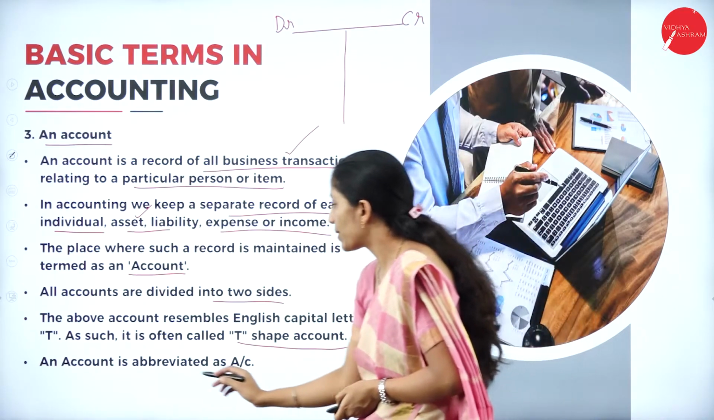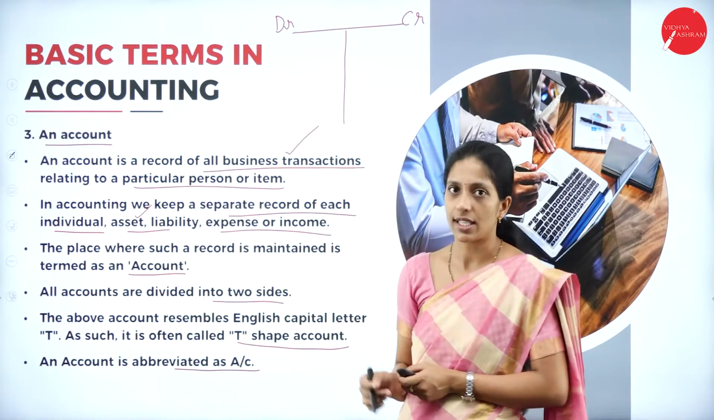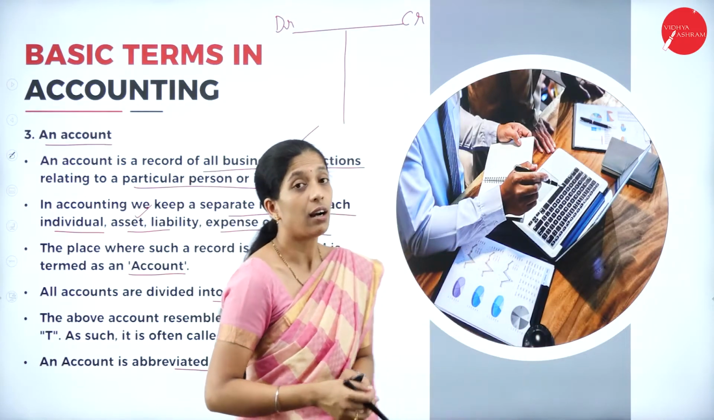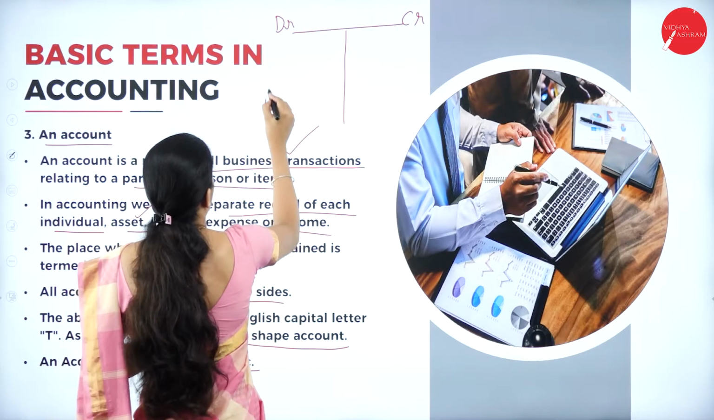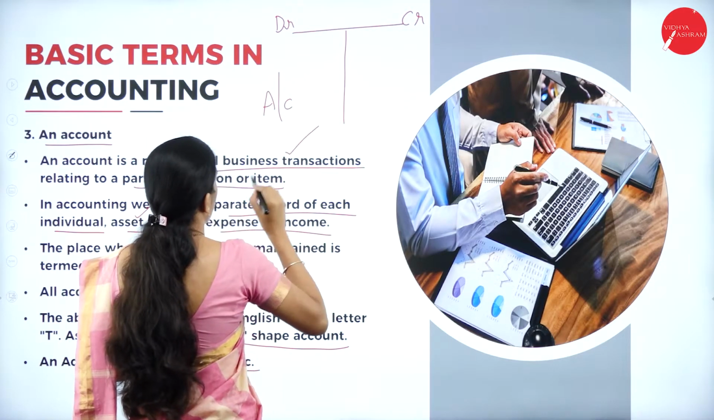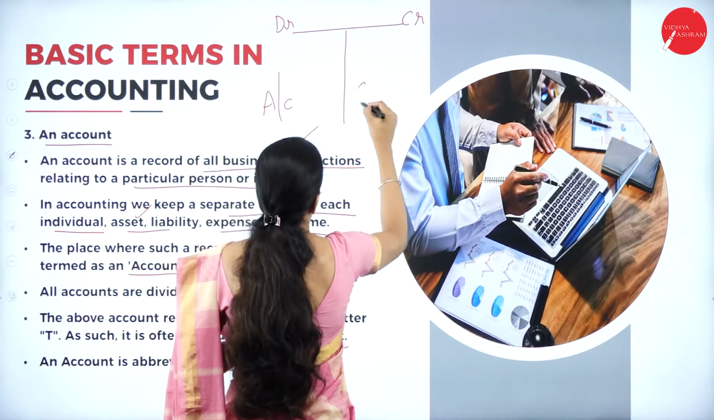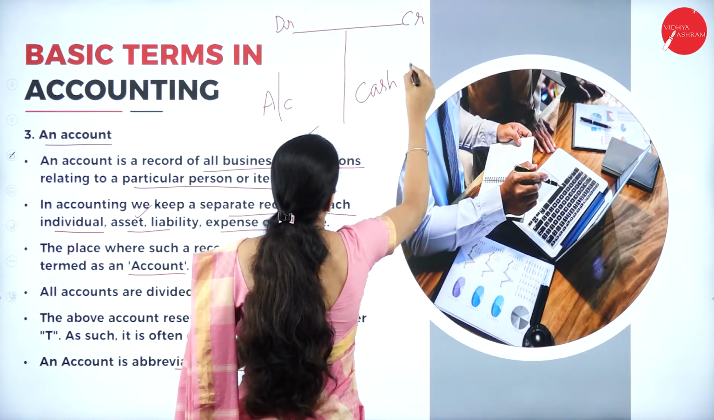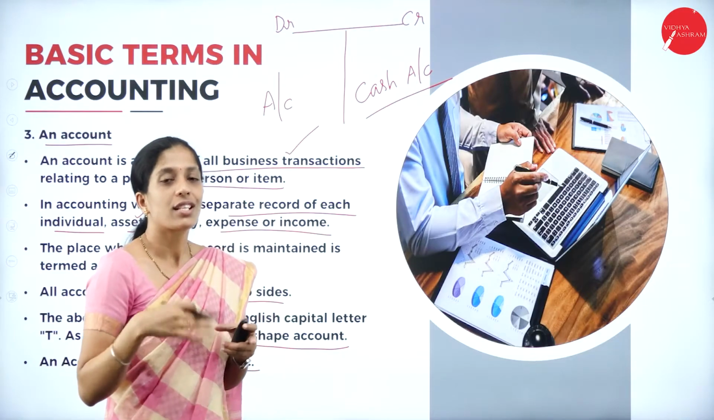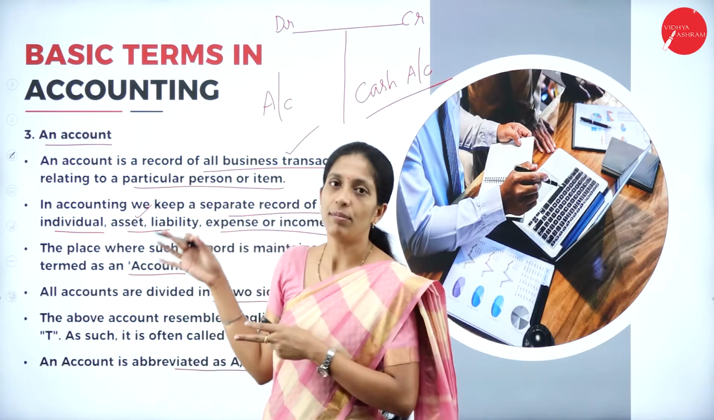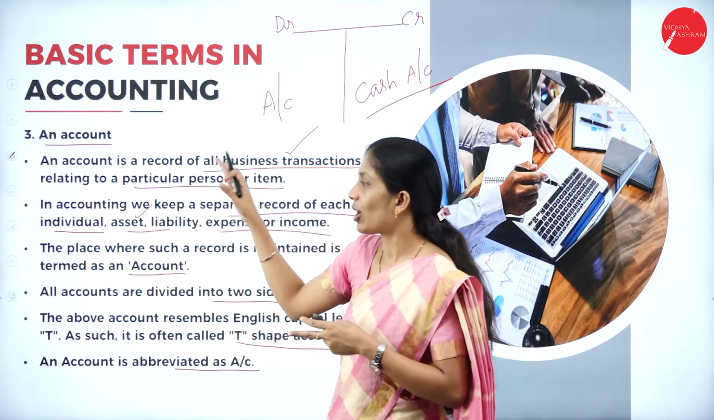An account is abbreviated as A/C. So how do we write account in accounting? That is A/C. Suppose it is machinery account or cash account, we will record it as cash A/C, that is cash account. This is the term account. Hope you know about account.